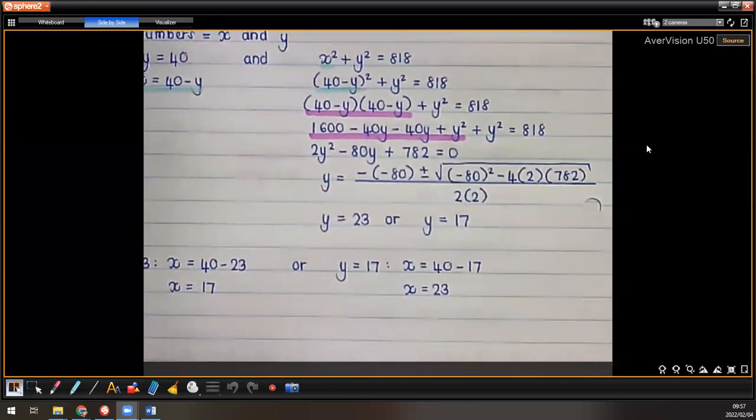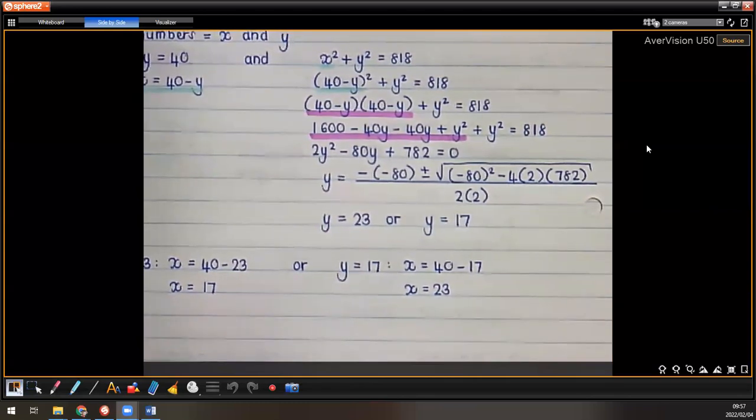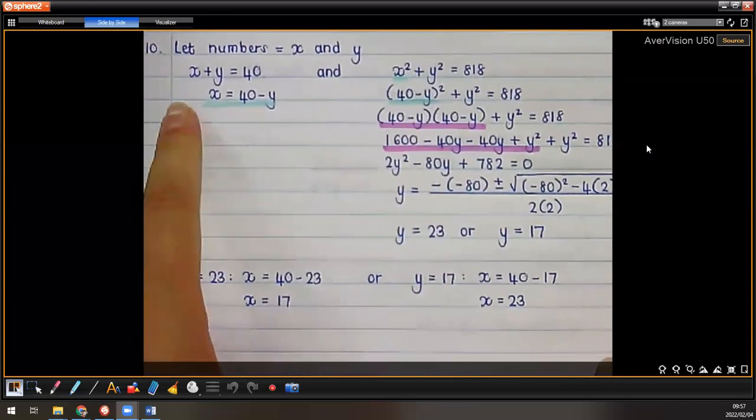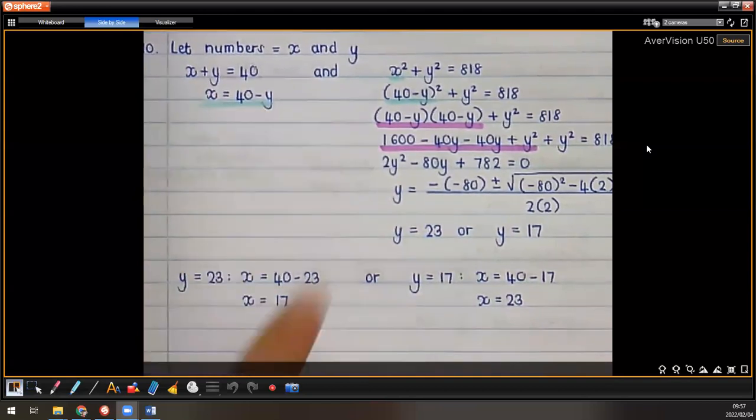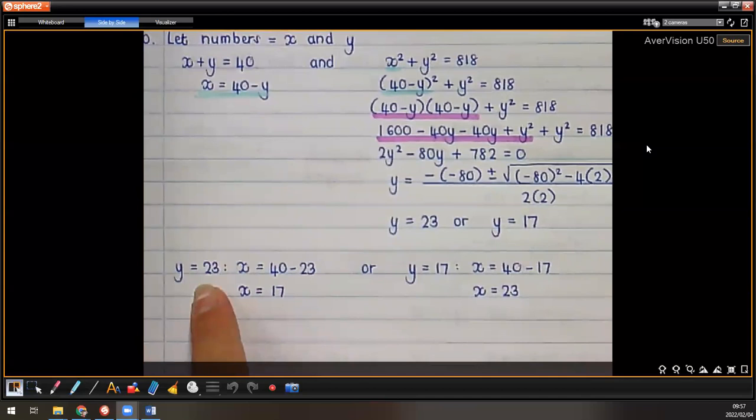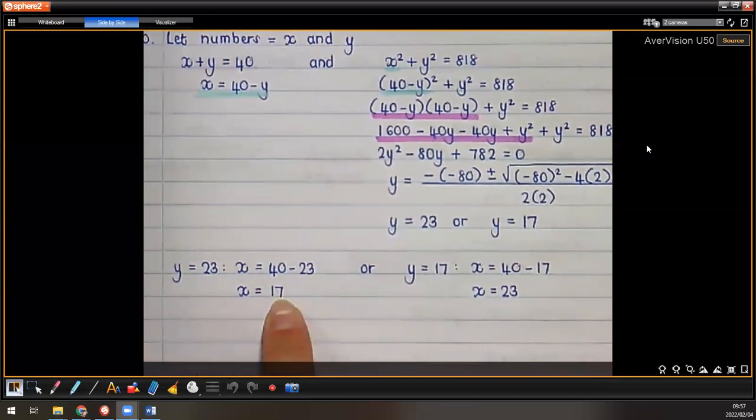23 or 17. Now guys, when you take those two answers, the 23 and the 17, and you put it back into this, because now that we found y, we now need to get x. So x is 40 minus whatever your y value is. But guys, you see that when y is 23, then x is 17. But then when y is 17, x is 23.